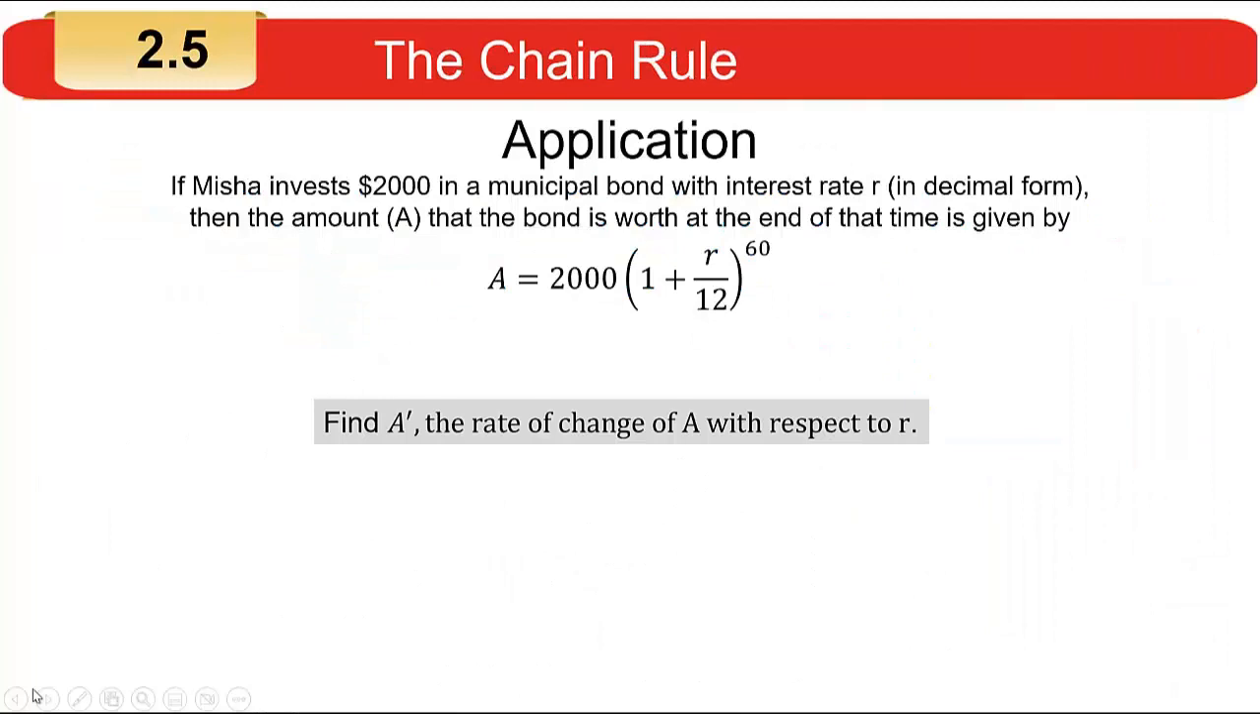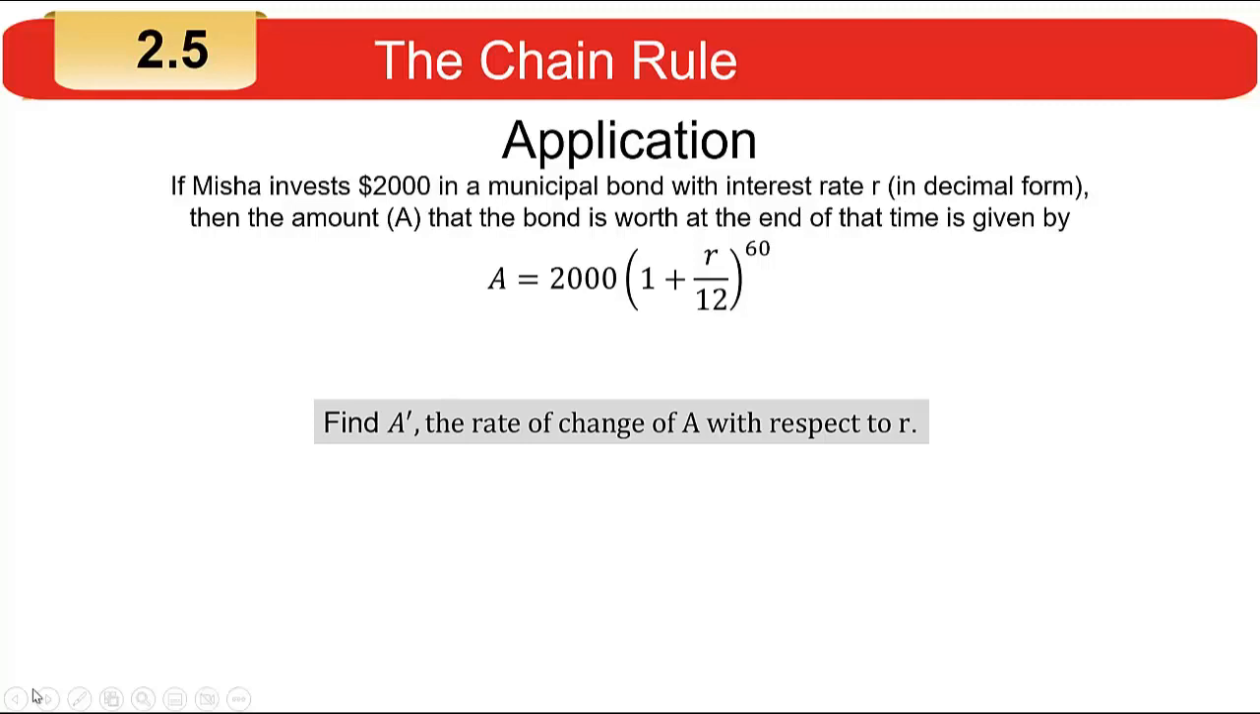Let's end with an application. If Misha invests $2,000 in a municipal bond with interest rate r written in decimal form, then the amount A that the bond is worth at the end of that time is given by this formula. We want to find A prime, in other words, the derivative of this function A, which represents the rate of change of A with respect to r.